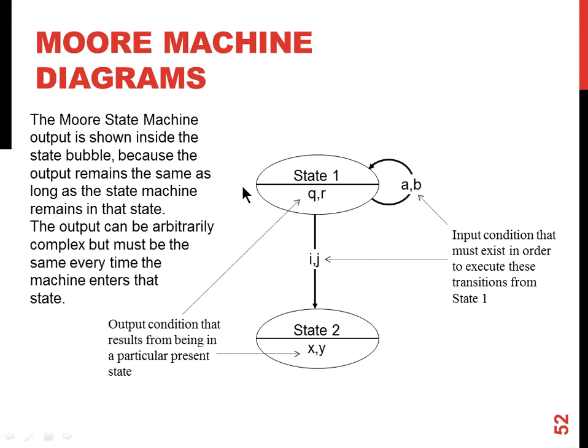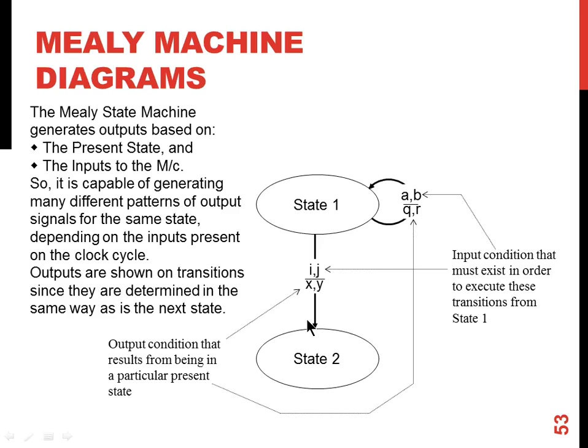So present state value, horizontal line, and output values are within the same circle, and the inputs are shown separately. That will be shown to transition from one state to another state. In case of Mealy FSMs, the circle only denotes the present state value. And the input and output combination is shown in the transition part where the arrow is.